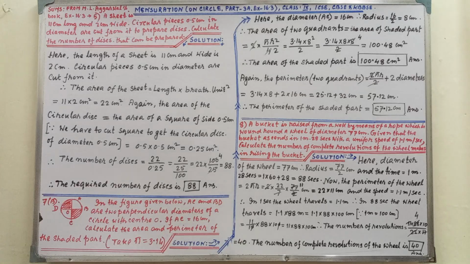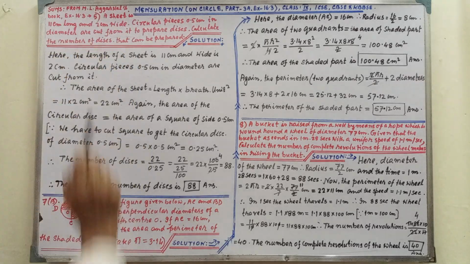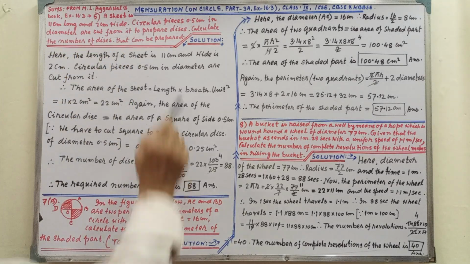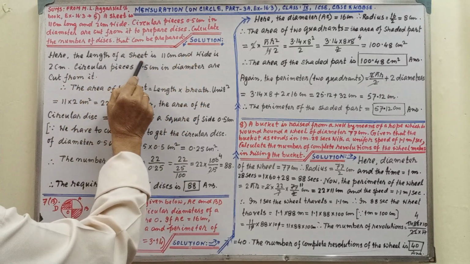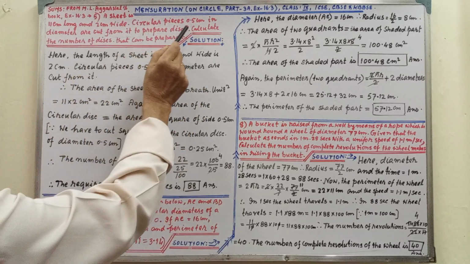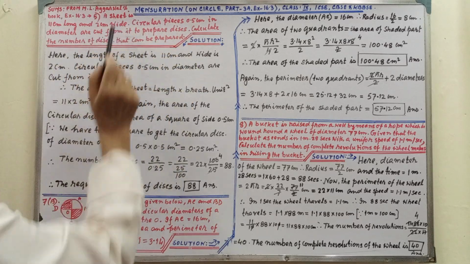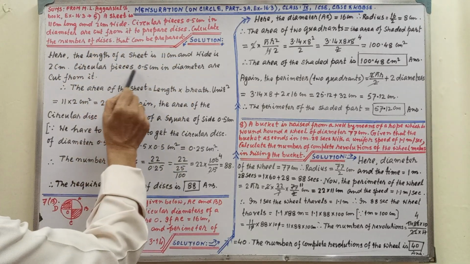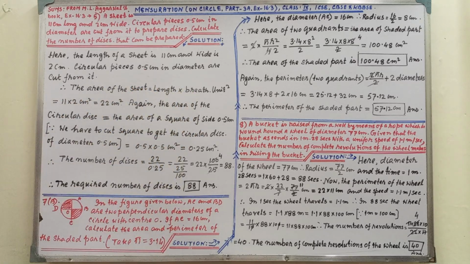Sums given from Agarwal's book, exercise 16.3, sum number 5. A sheet is 11 centimeter long and 2 centimeter wide. Pay your attention on the solution. Here the length of the sheet is 11 centimeter and width is 2 centimeter. Circular pieces 0.5 centimeter in diameter are cut from it, from this sheet.